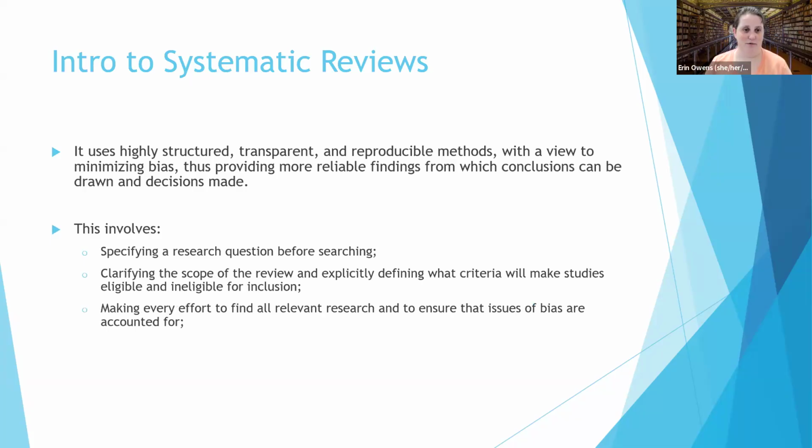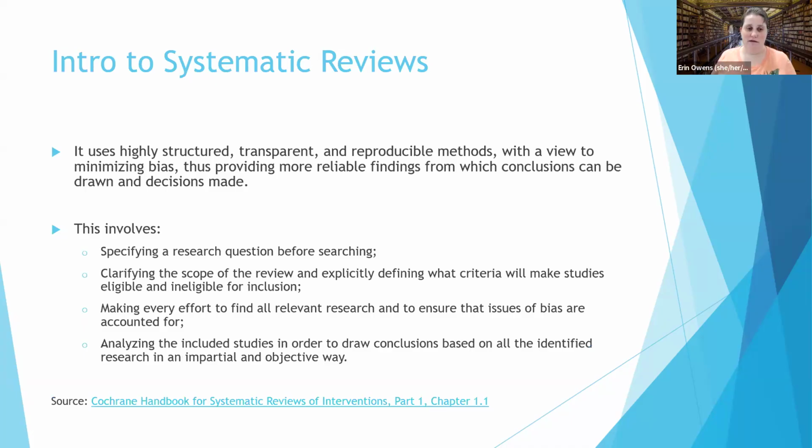So I've kind of said some of this already. Specifying our question, really clarifying the scope and defining our explicit criteria. Then making every reasonable effort to find all the relevant research that fit the criteria and to ensure that issues of bias are accounted for. And then after we've done as complete of a search as we can, then we analyze all of those included studies to draw conclusions in an impartial and objective way.